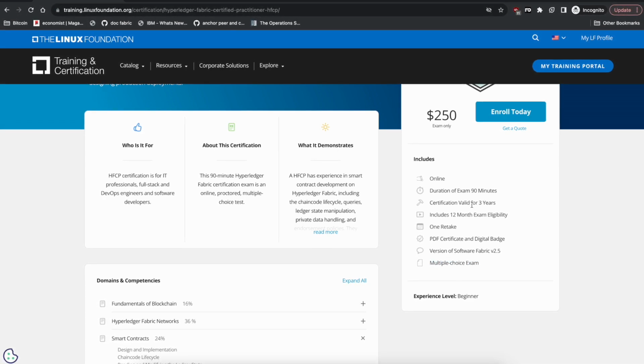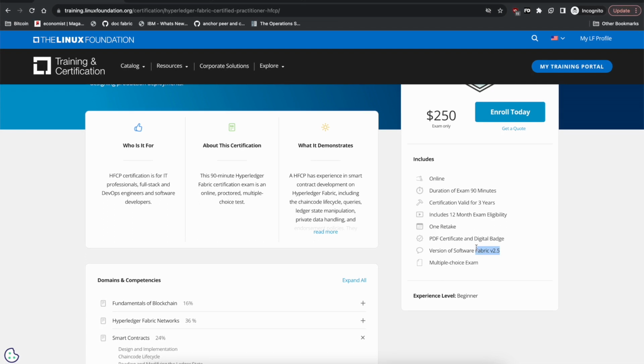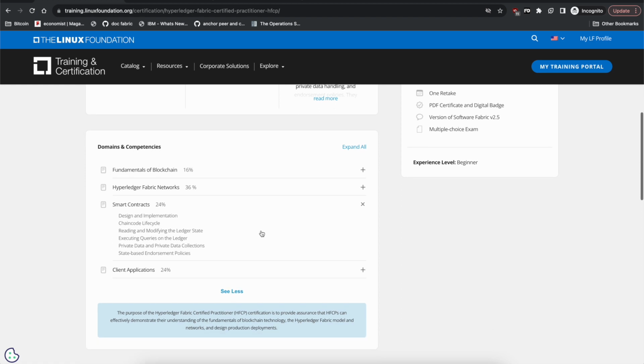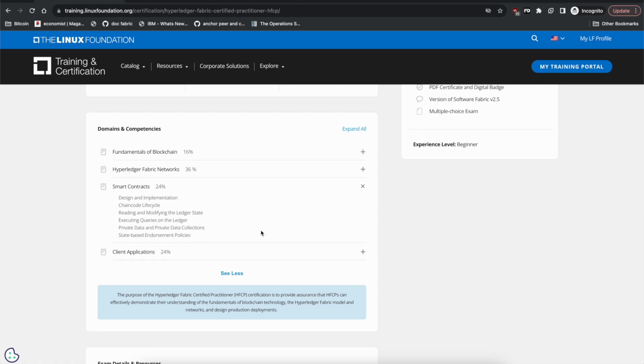So as indicated here, the certificate targets Fabric V2.5, the latest one. And this exam is 90 minutes, which is, let's say, more than enough. Personally, I completed the exam in less than 1 hour. And the certificate targets the basics and also advanced concepts.